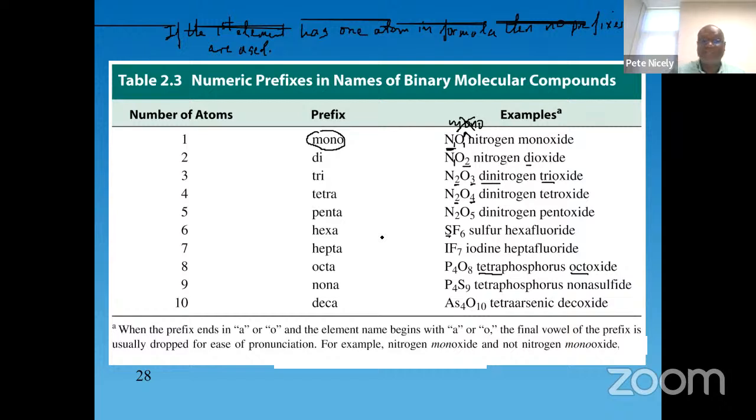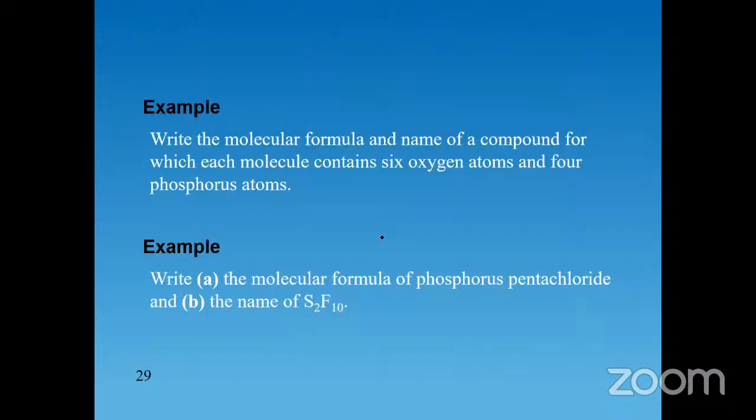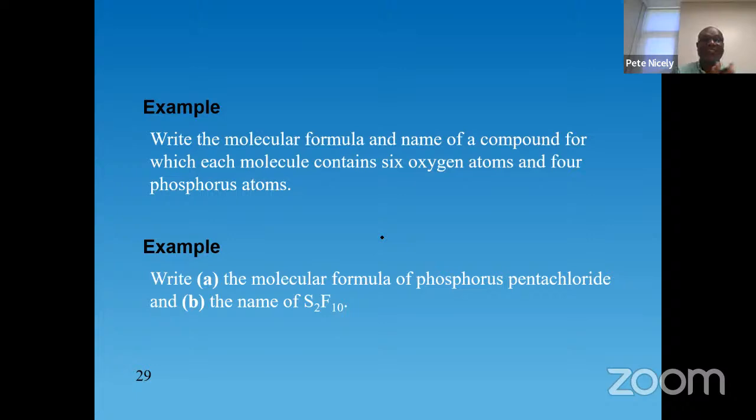All right. So any questions about naming of binary molecular compounds? Any questions? No questions. Okay. All right. So let's see if you can answer these questions.